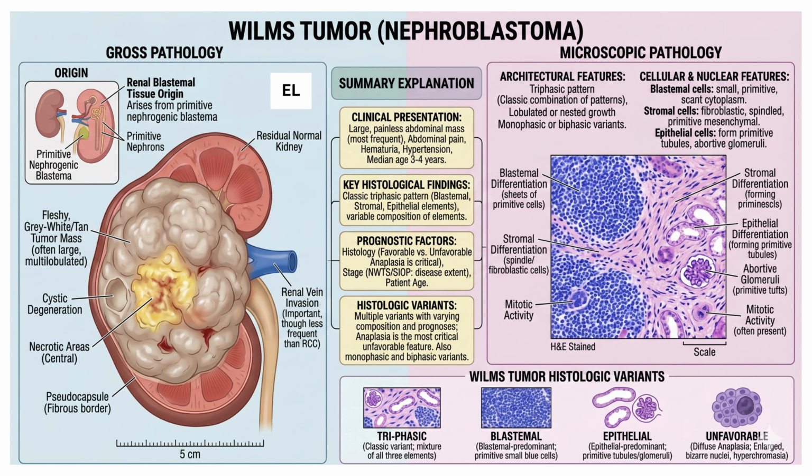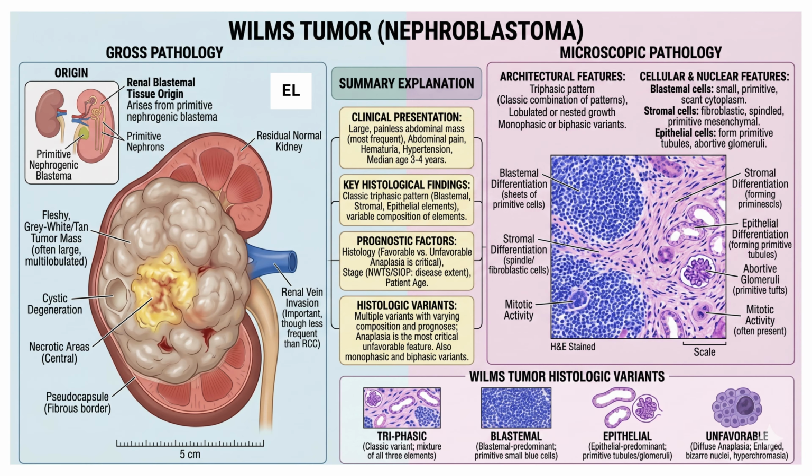To summarize, Wilms tumor, or nephroblastoma, is a malignant embryonal kidney tumor arising from primitive nephrogenic blastema in young children. Grossly, it appears as a large, fleshy, well-circumscribed renal mass with hemorrhage, necrosis, and cystic degeneration. Microscopically, the classic triphasic pattern includes blastemal cells, epithelial differentiation forming primitive tubules and glomeruli, and stromal mesenchymal elements.